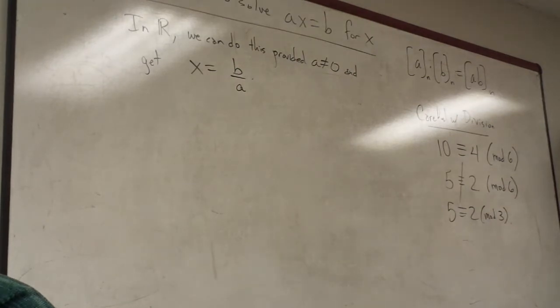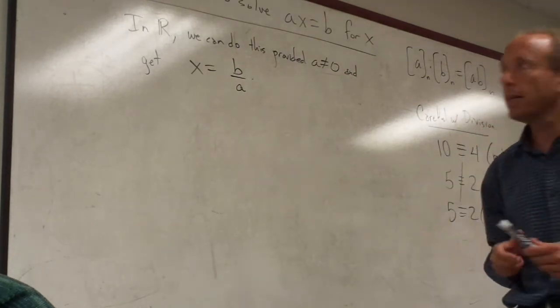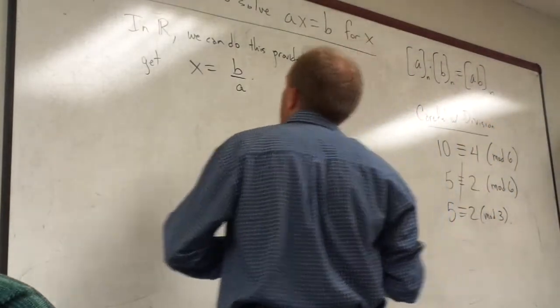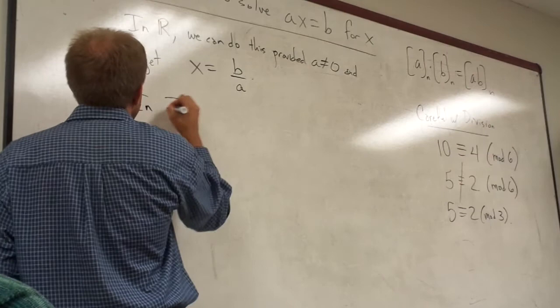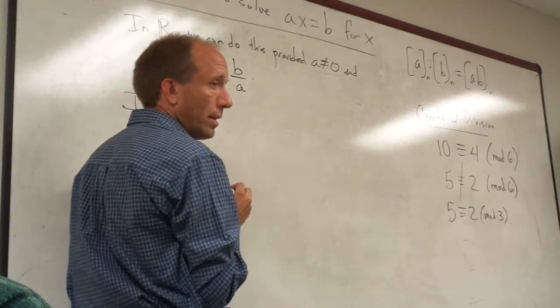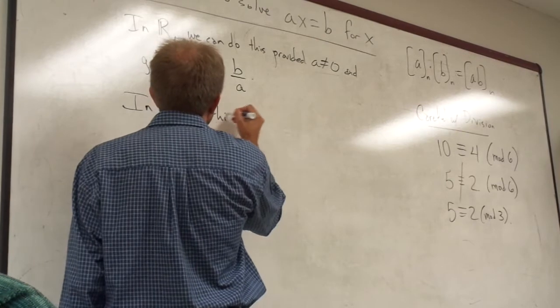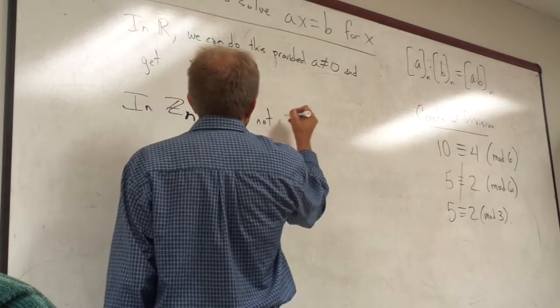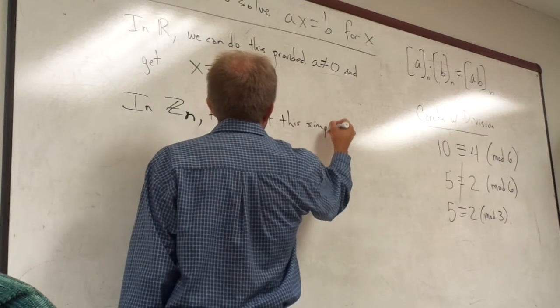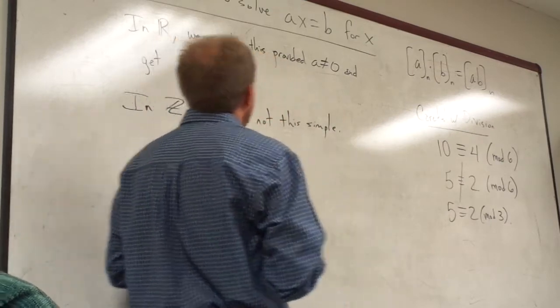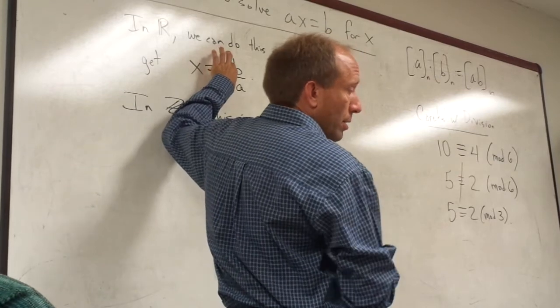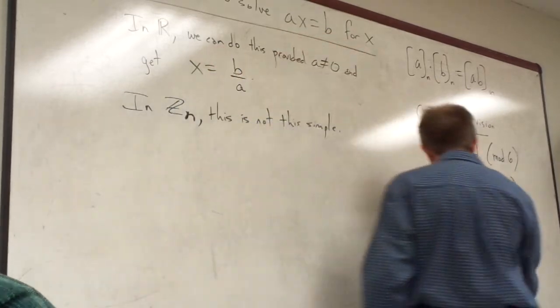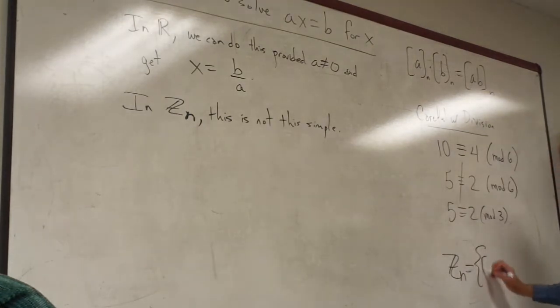So it doesn't work out so nicely if we want to solve this in Zn. Things are more difficult. This is not this simple. Because this looks like a fraction, and again, just to remind you, in Zn I don't have any fractions. All I have are these numbers, these congruence classes. Every single thing I write down has to be in that congruence class.